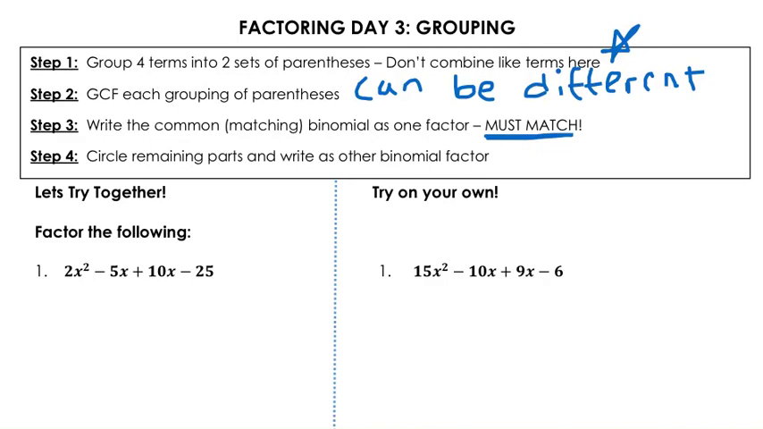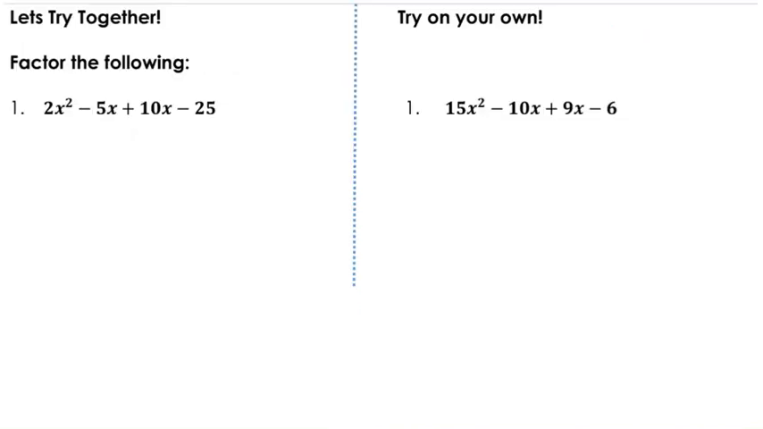So, let's hop into question 1. For question number 1, we have 2x squared minus 5x plus 10x minus 25. And I know you might be tempted to combine here in the middle, but we don't want to do that. Step 1 tells us to group the 4 terms into 2 sets of parentheses. So my first set of parentheses is just going to come over those first 2 terms. My second set will be over the second 2 terms.